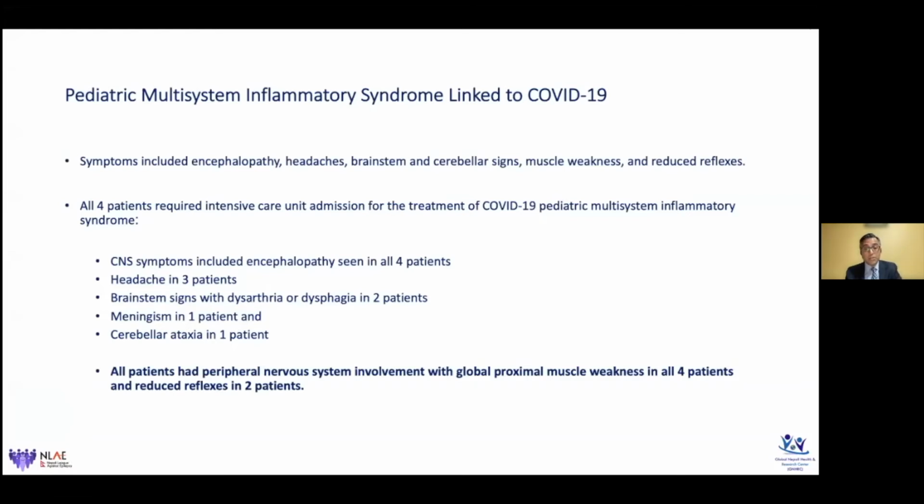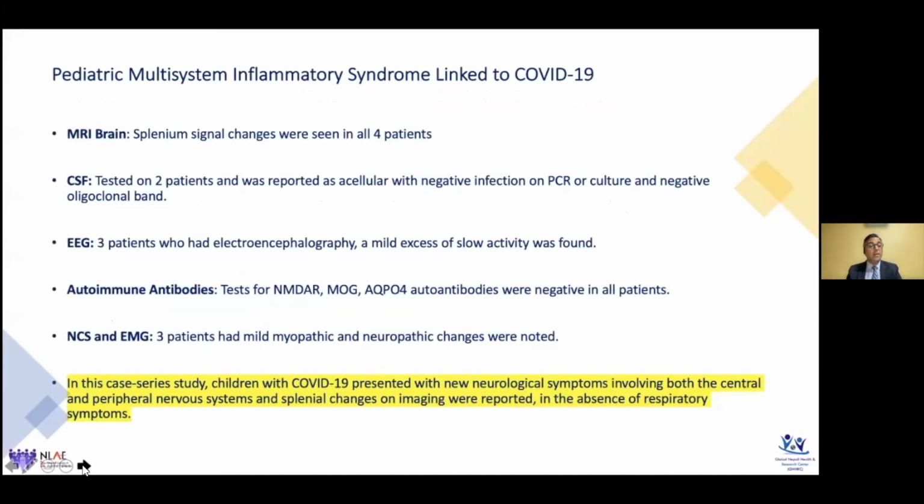Interestingly, all of those patients also developed peripheral nervous system involvement with a global proximal muscle weakness in all 4 patients and reduced reflexes in 2. MRI brain showed splenial changes in all 4 patients. CSF was tested in 2 patients, and it was reported as pretty much negative, with acellular fluid and negative PCR finding for the virus or oligoclonal banding. EEG showed generalized slowing, no epileptiform discharges or anything else.